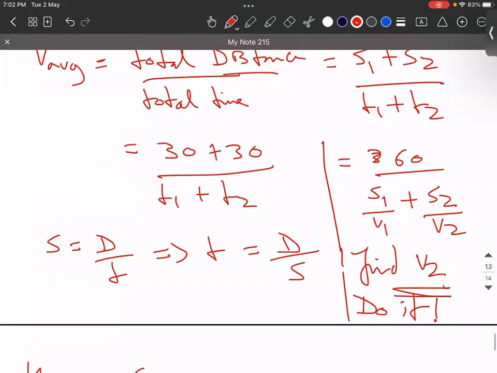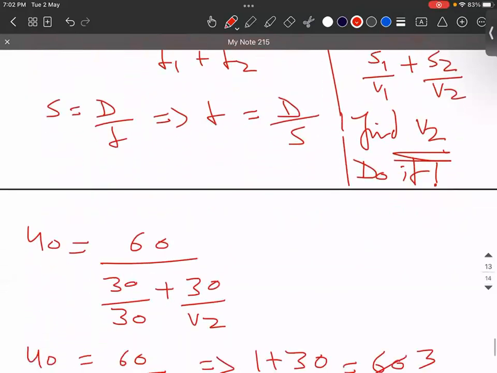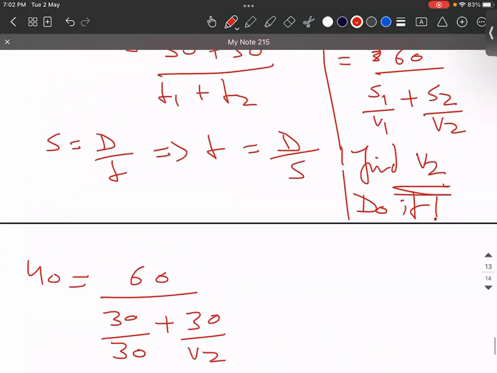So let's say we use X and we will just get X plus 30 by X. So you have gone through that way, I think. Okay, so like we are doing that. Now we are replacing the denominator by 40. So we get X plus 30 by X is equal to 60 by 40.